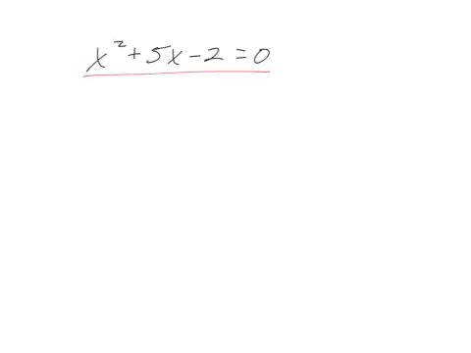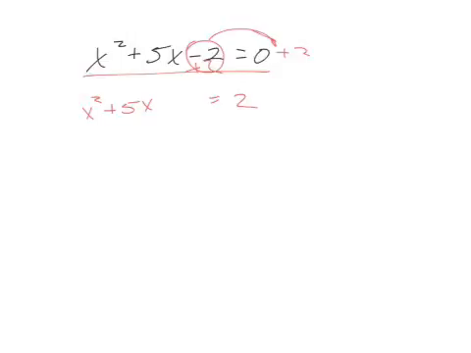Next step is you take this number that's all by itself and move it to the other side. So x squared plus 5x, and you leave a blank there. And when you add 2 there, you add 2 there. So it becomes a positive 2 when you move it to the other side.